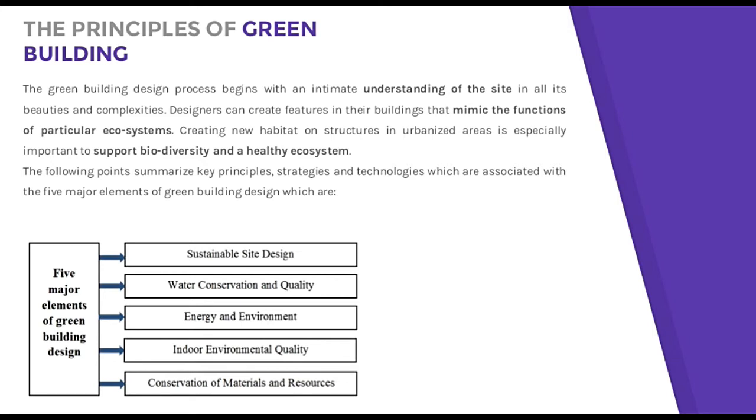Alright, patuloy tayo. The principles of green architecture. There are 5 major elements of green building design. These are the sustainable site design, water conservation and quality, energy and environment, indoor environmental quality, and conservation of materials and resources.